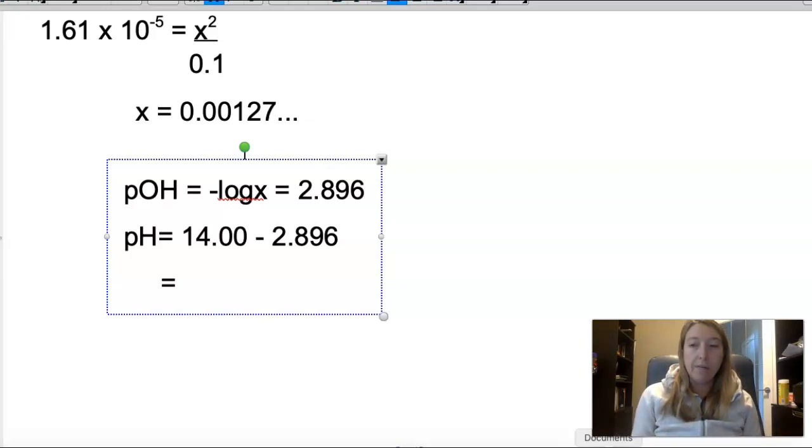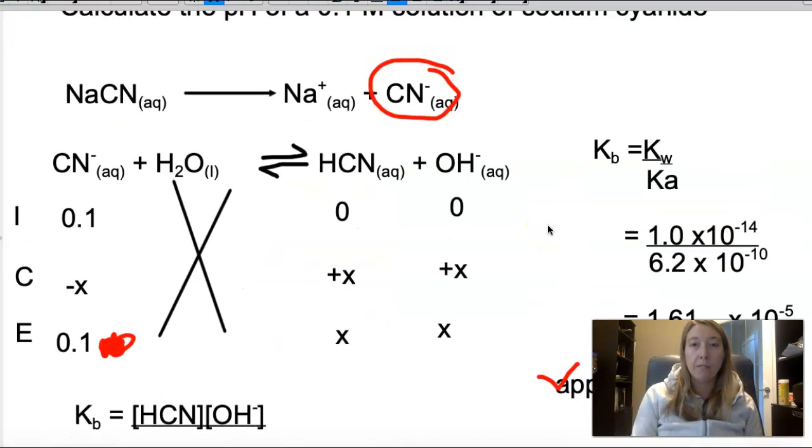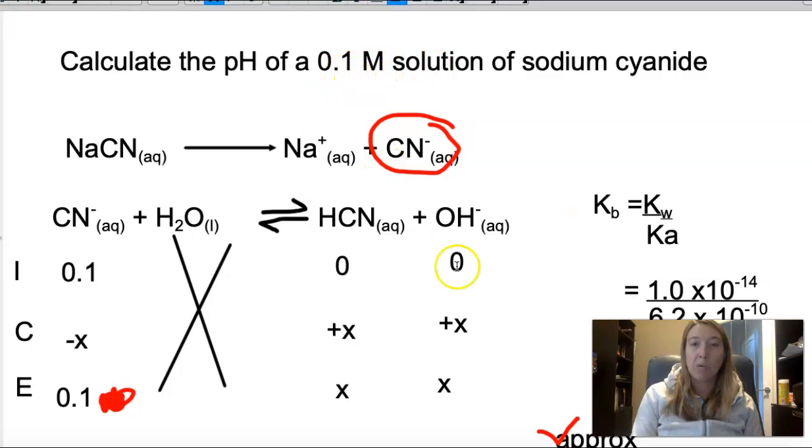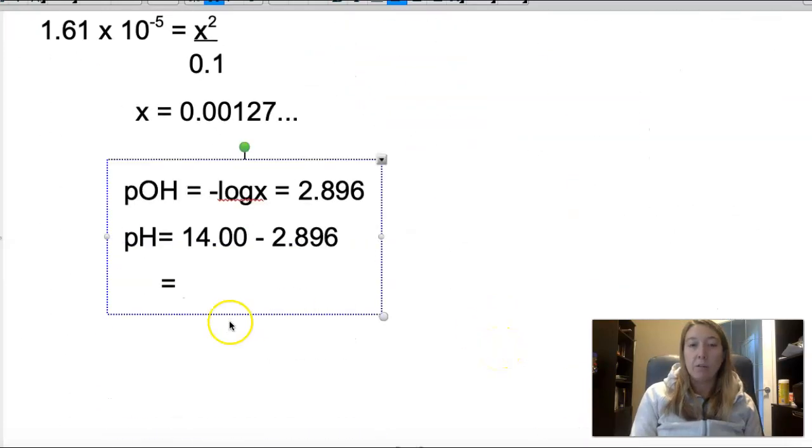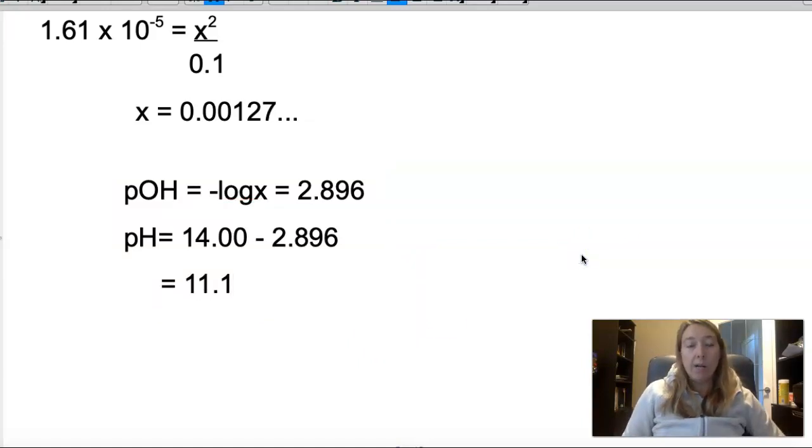Okay, significant digits. I think the concentration had one number after the decimal. Yeah, it was just 0.1. So that means we are allowed to have one number after the decimal, right? That 0.1 only had one significant digit, so we get one significant digit in our pH. Remembering pH is only the number after the decimal that counts. So we come up with 11.1.